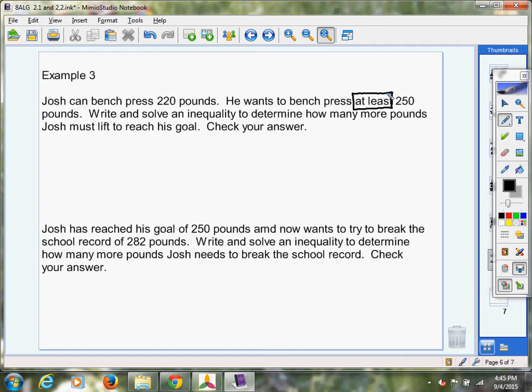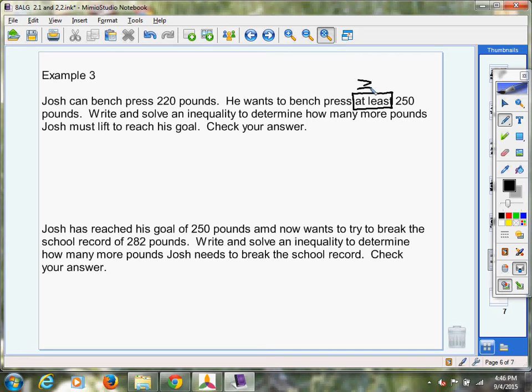All right, so at least, I hope, means greater than or equal to. Because he wants to reach 250, but he wants to go beyond that. 250 is not the ceiling, it's the floor, it's the basement. We want to start there and work our way up from there. We want to get to that point and go beyond. That's what we're talking about when we say at least, okay?